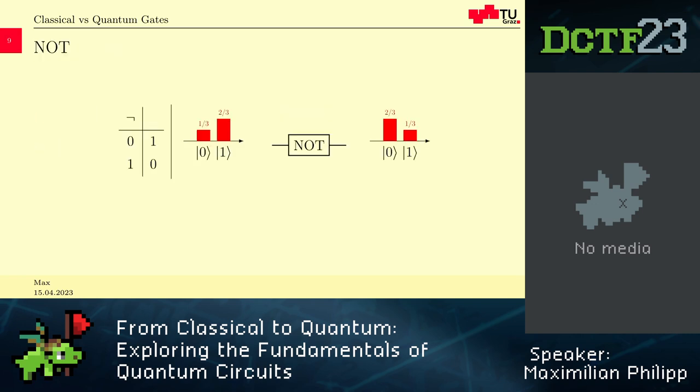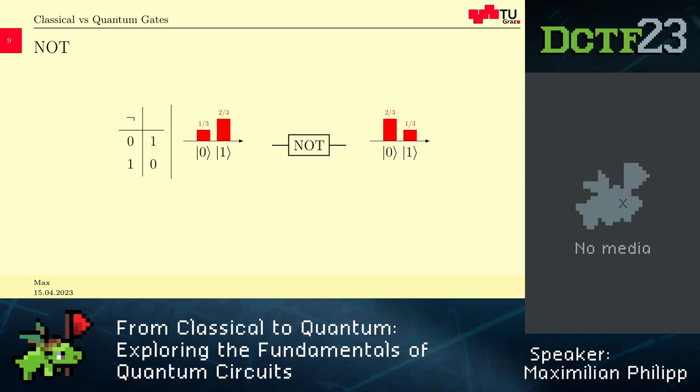I have chosen the NOT circuit. That is something that everybody probably has seen. If you have a zero, it gets turned to a one. If you have a one, it gets turned to a zero. Well, how should this work in a quantum sense? Basically in a similar fashion. You have some probability on a zero, and you have some probability on a one. Just swap them. That's a NOT.